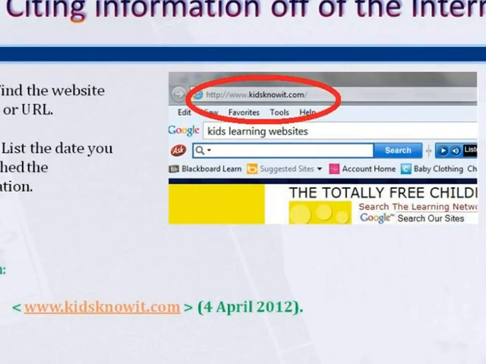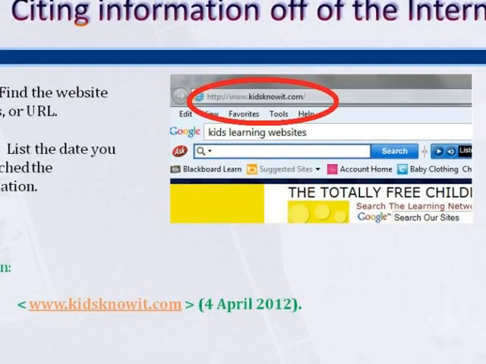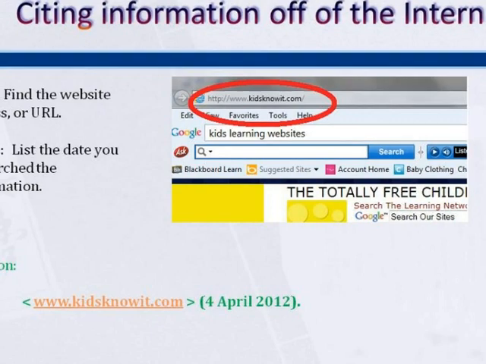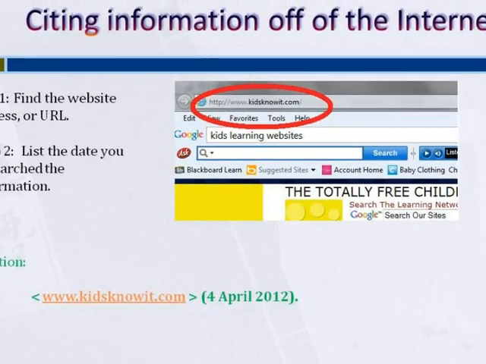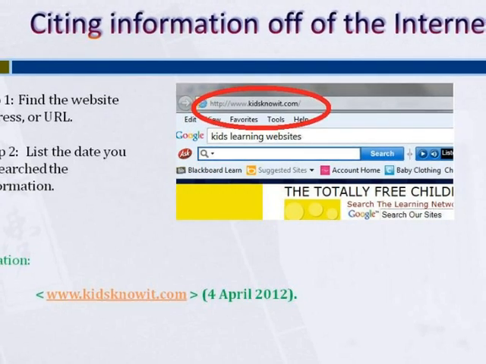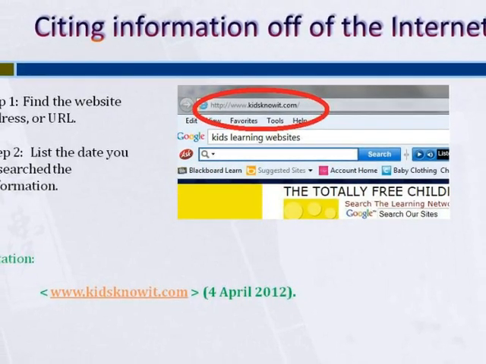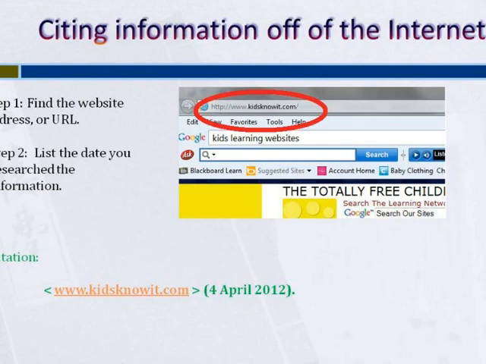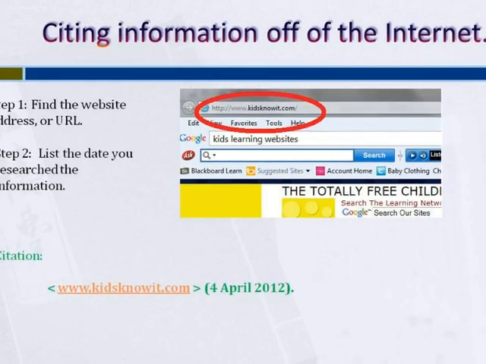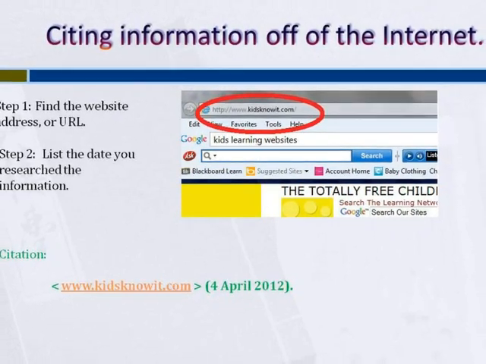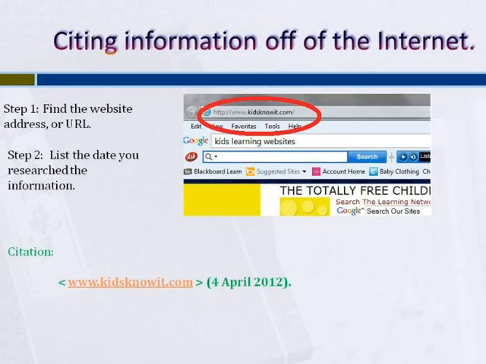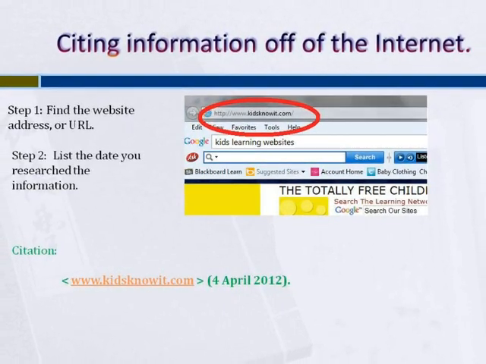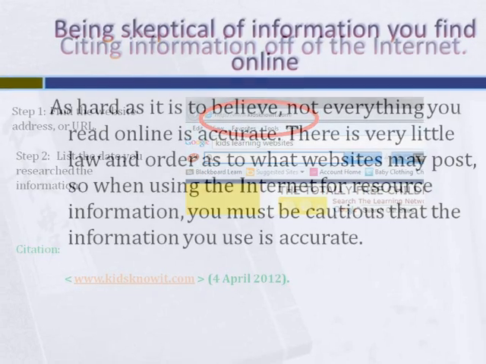Citing information off of the internet is actually very simple. There are only 2 steps. Step 1, find the website address or the URL. This is usually located at the top left corner of the screen. And step 2, list the date that you researched and found the information. So a citation would look exactly like this: www.kidsknowit.com. That's my website address. And April 4th, 2012. That's when I located the information.